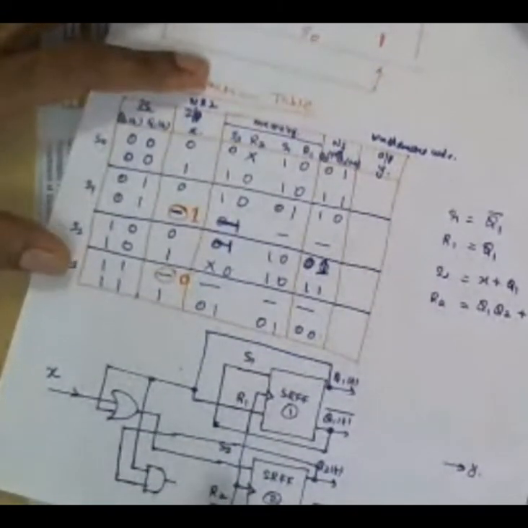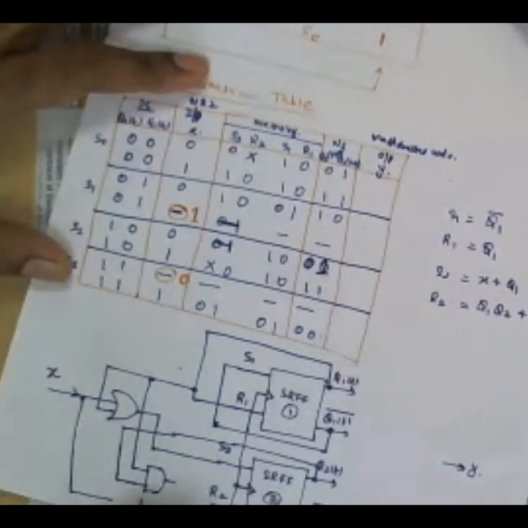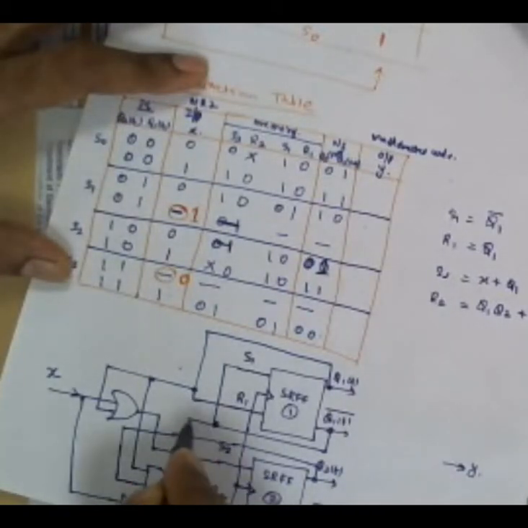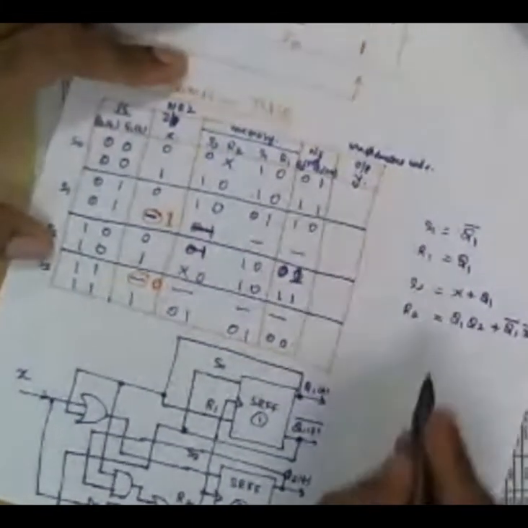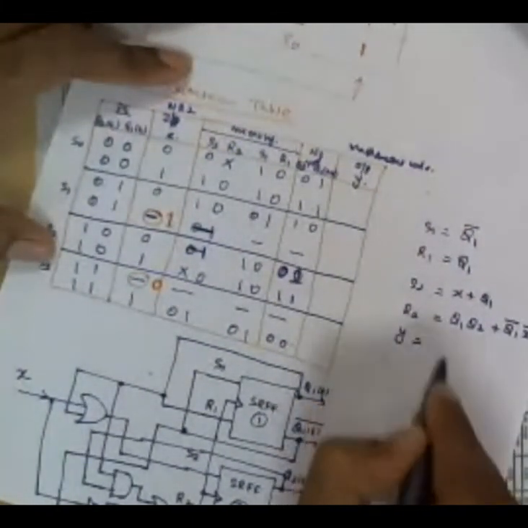Q2 plus Q1 bar X bar, and Q1 bar. Q1 bar X bar. Then what is the Y output? Output equation Y.